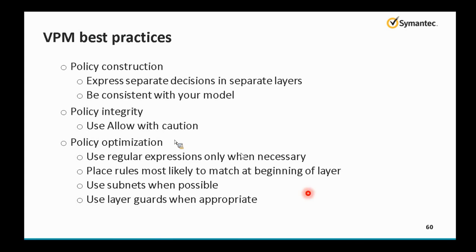Place rules most likely to match at the beginning of the layer. So if you have a rule that is very popular, put it at the top of the layer so that once that rule is matched, the evaluation will stop for that layer. You have to make sure, of course, that it will not change the way you want the proxy to evaluate the policy. Use subnet when possible. Earlier I mentioned the use of the layer guard, using guest as an example. If guest is coming from a specific subnet for your guest users, it is best to use subnet instead of user or group. It's faster. And lastly, use layer guard whenever it is appropriate.